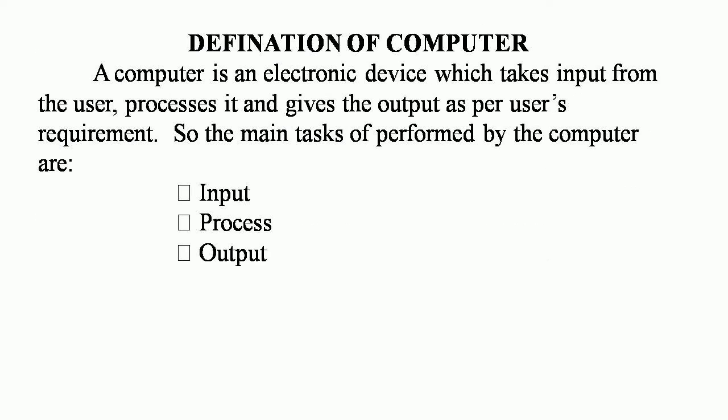Next, the definition of computer. A computer is an electronic device which takes input from the user, processes it, and gives the output as per the user's requirement. So, the main tasks of a computer are input, process, and output.